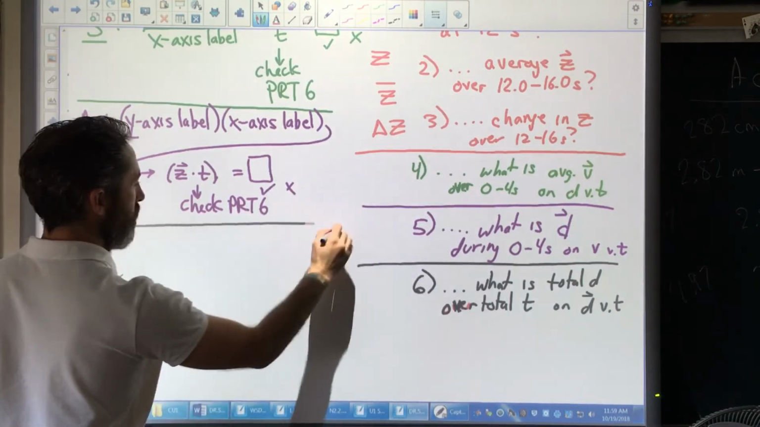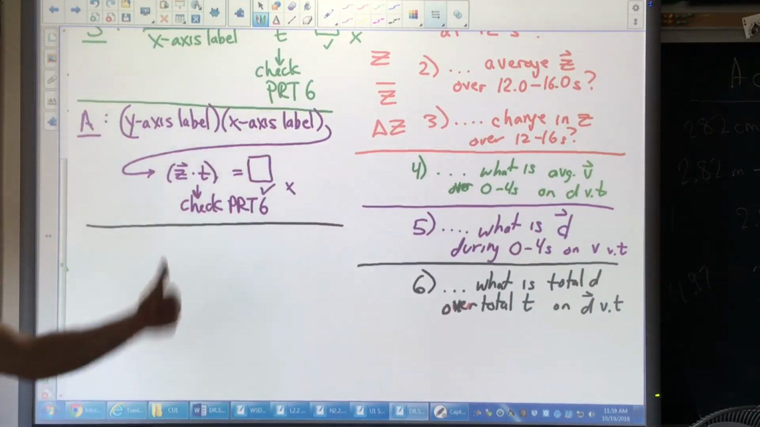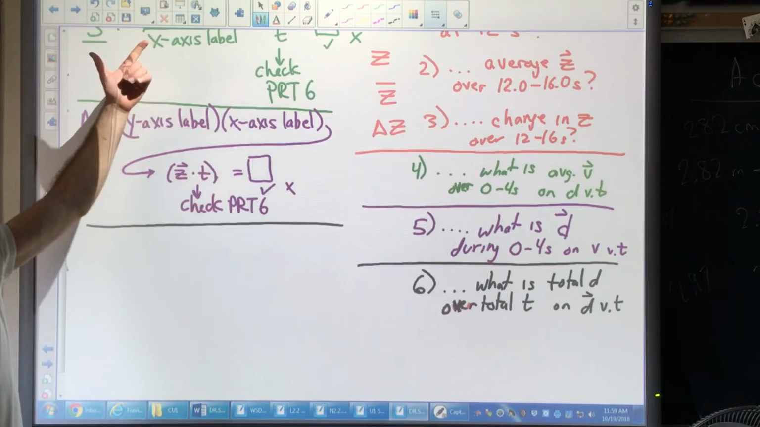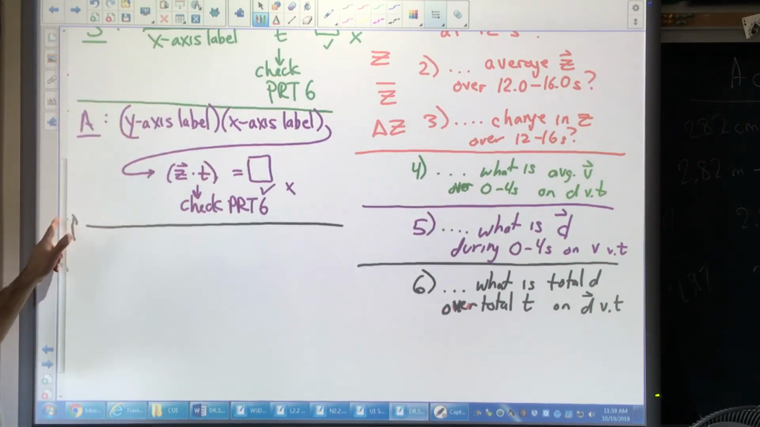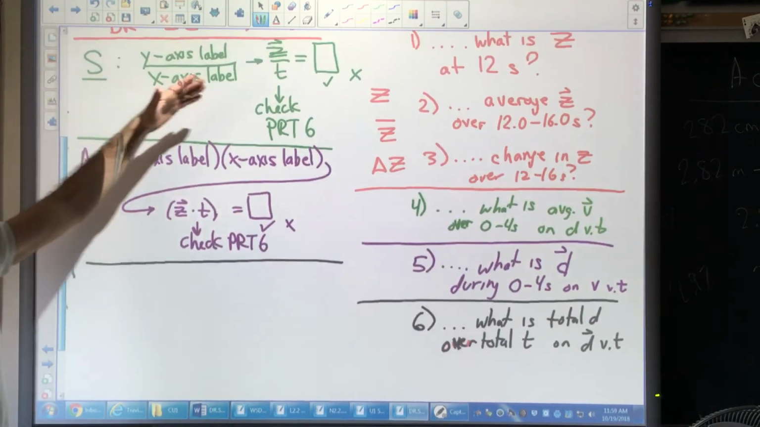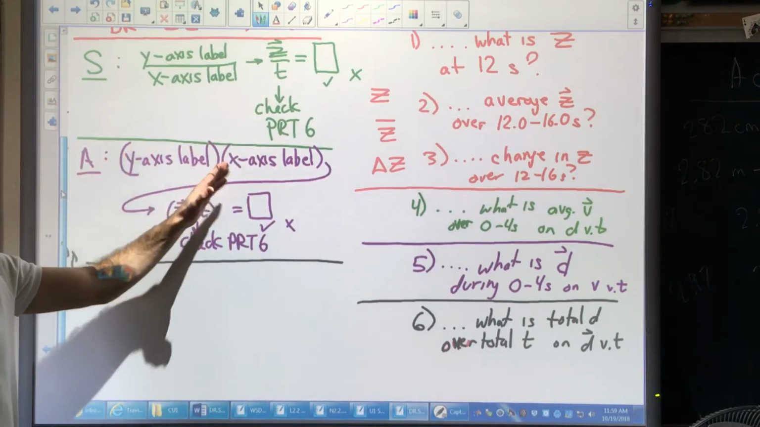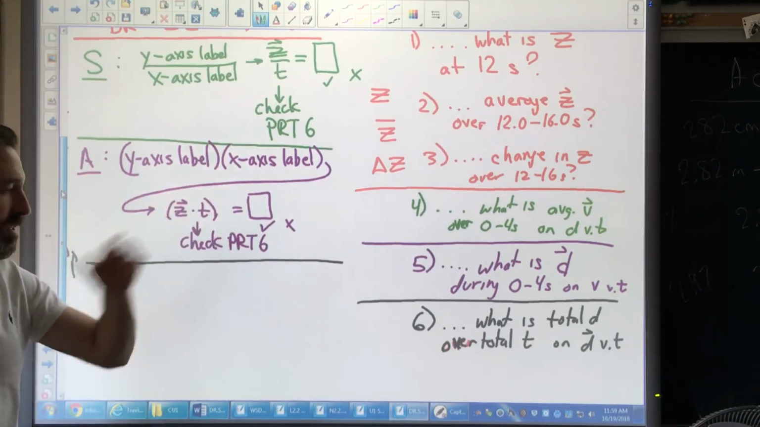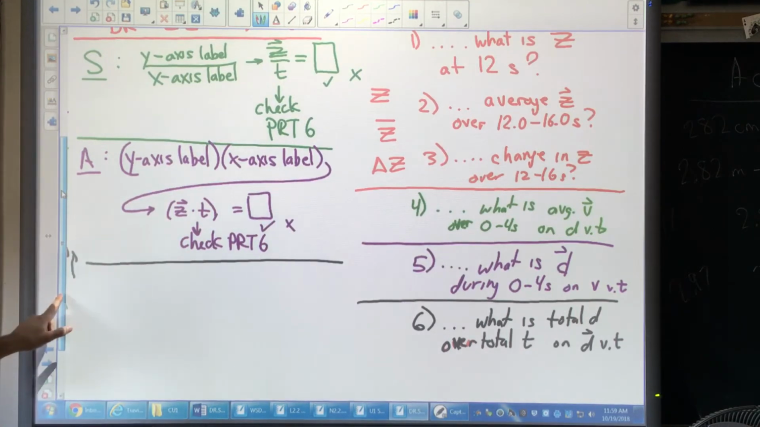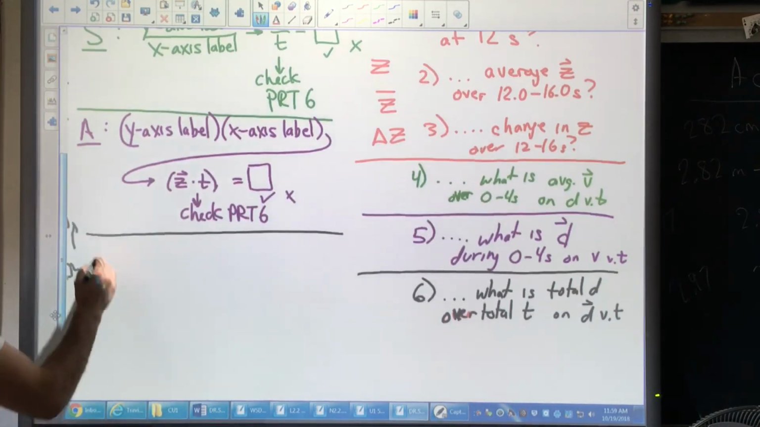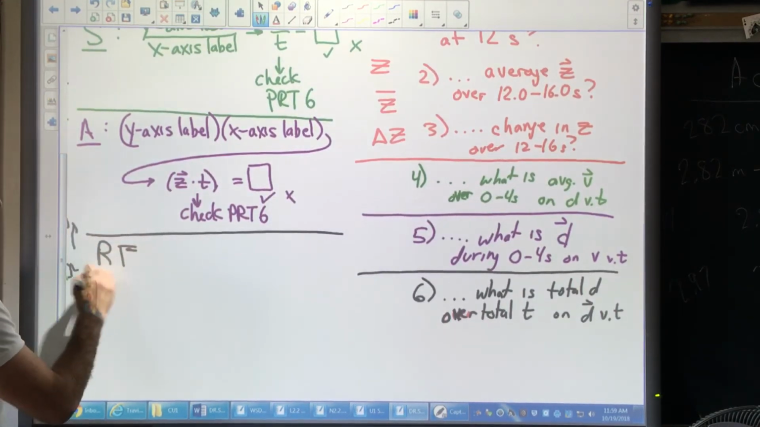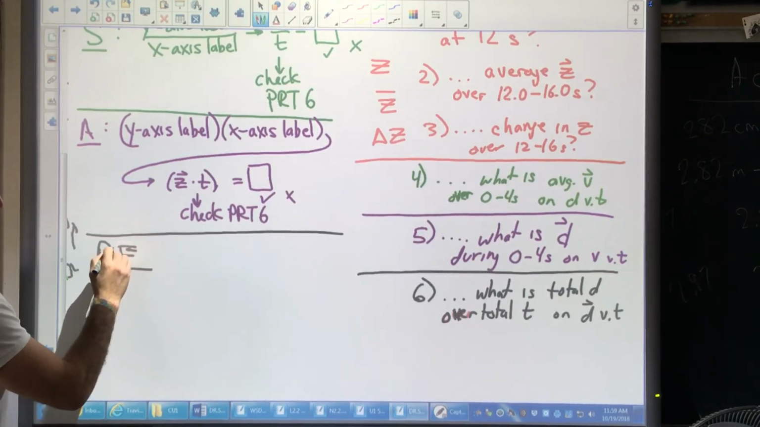Well, if you've tried all the others, you tried the direct read, it wasn't on the axes. You tried the slope, you did your y label over your x label, that didn't match up to what you wanted. You tried your area, the y label times the x label, checked the PRT, that didn't work out to what you wanted. The only thing left is your roof, your rise plus fall.